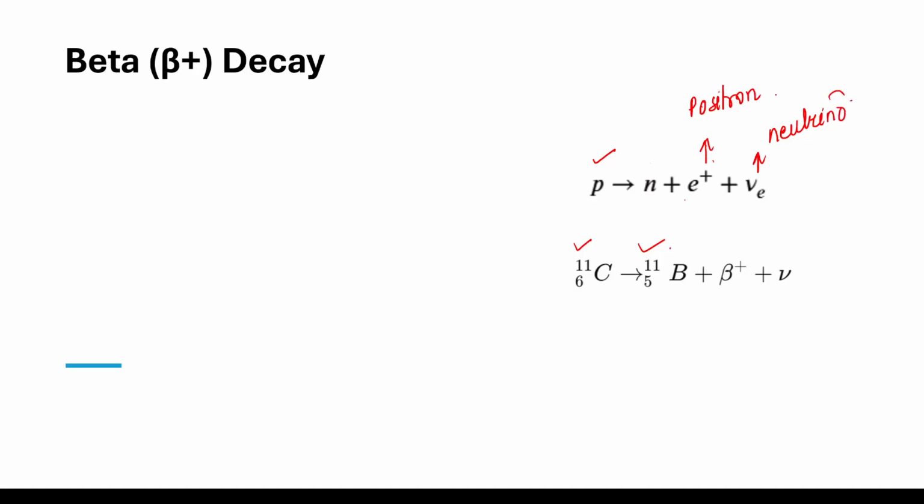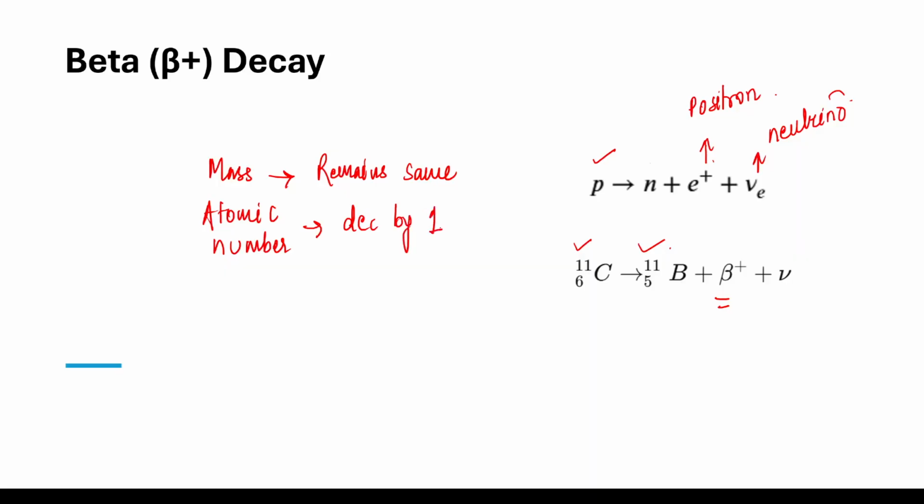A proton decays and emits a positron, which is called beta plus, along with a neutrino. Now what happens in a beta decay? The mass number remains the same, and the atomic number decreases by 1. Now see how you can balance it.